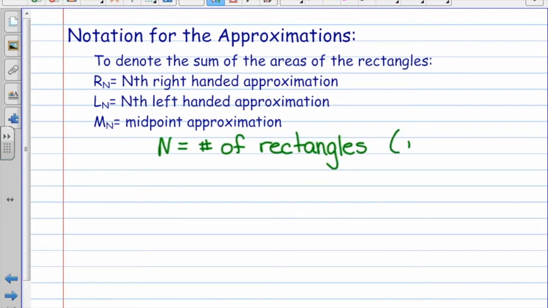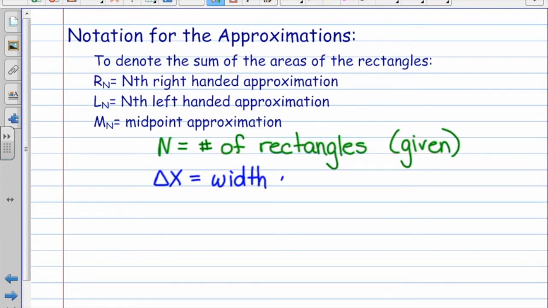And then the height can be determined by either the right bound, the left bound, or the midpoint. And so you'll always be told which approximation you're going to use. So R sub n is going to tell you to use the right-handed with how many rectangles. L sub n, the left-handed. Change in x is also something you're going to see, and that is the width of each of the rectangles.